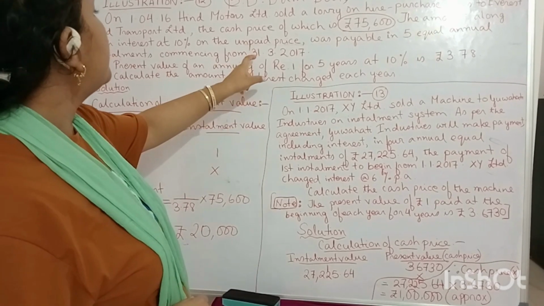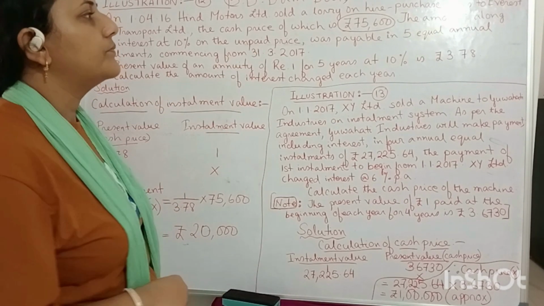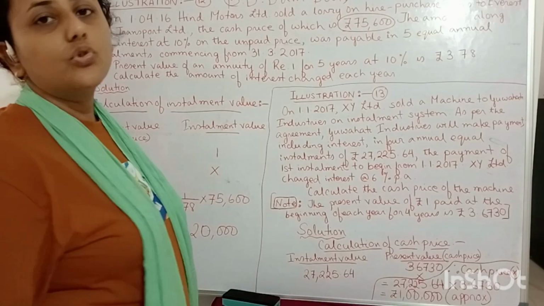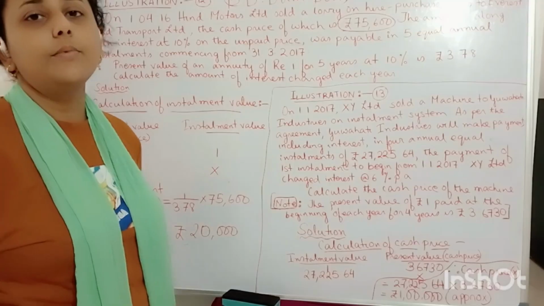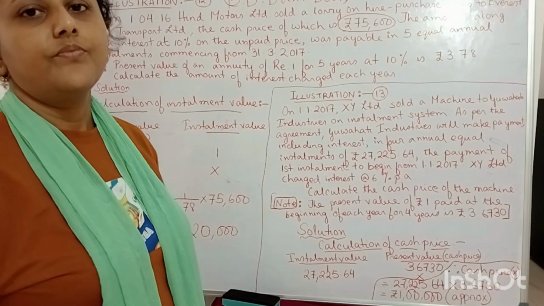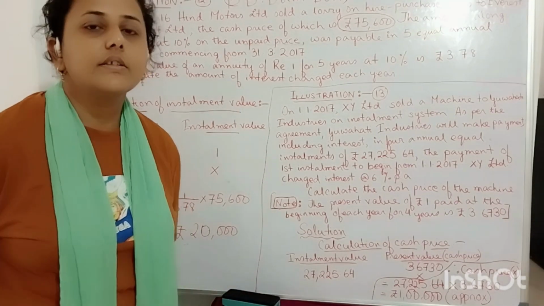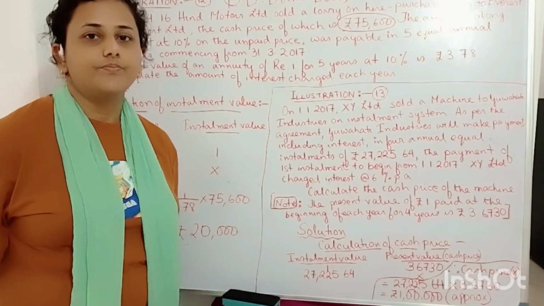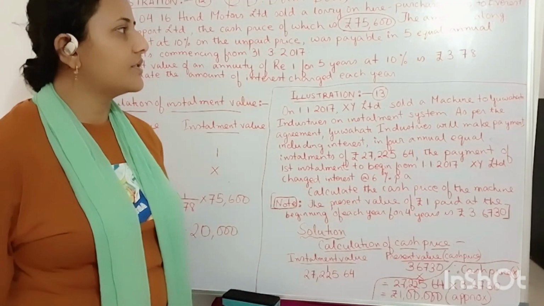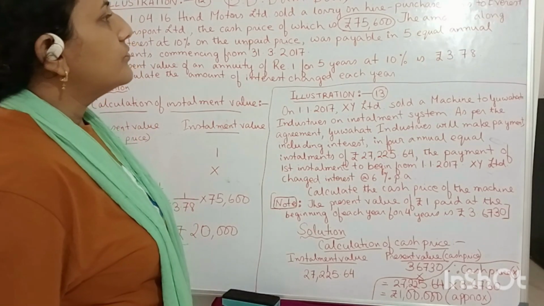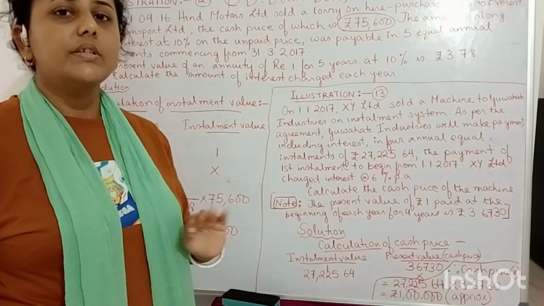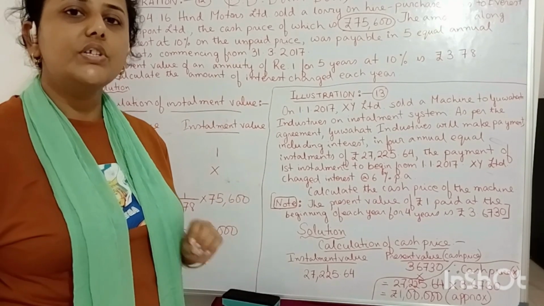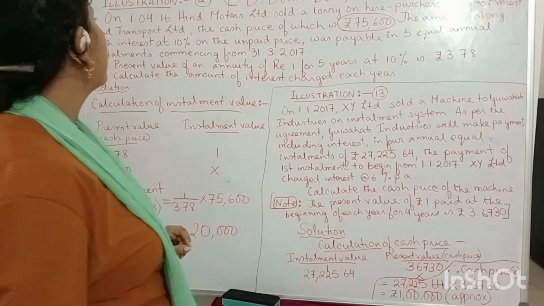The amount along with interest at 10% on the unpaid price was payable in 5 equal annual installments commencing from 31st/3/2017. So there are 5 installments in this sum. You have to calculate the interest for 5 years, and the value of each installment is the same.